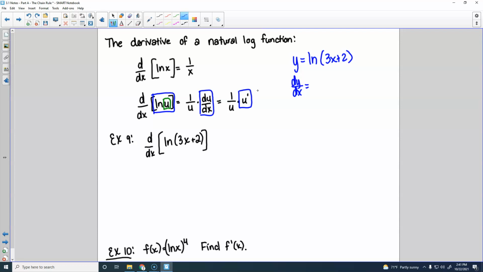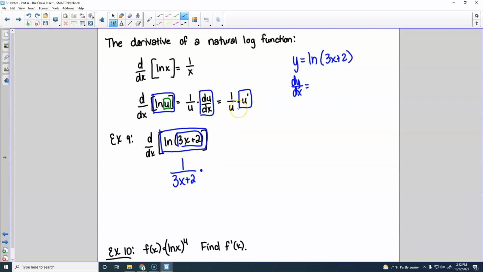Why isn't it just 1 over u? Because if it's chain rule, you've got to take the derivative. This means derivative of u. So when we take the derivative of this, natural log is our outside. 3x plus 2 is our inside. So the derivative of natural log is 1 over 3x plus 2.